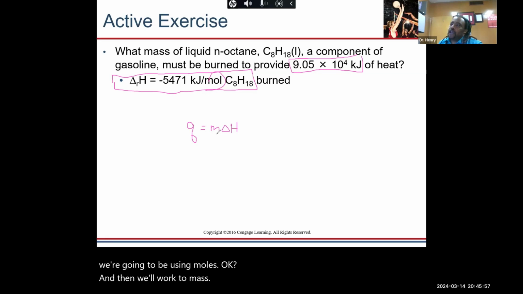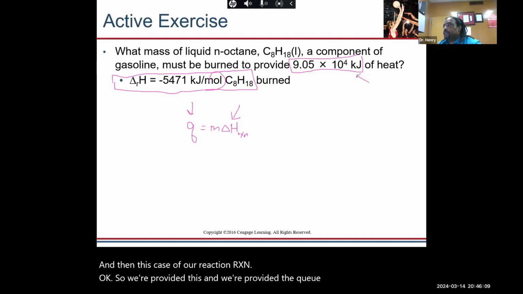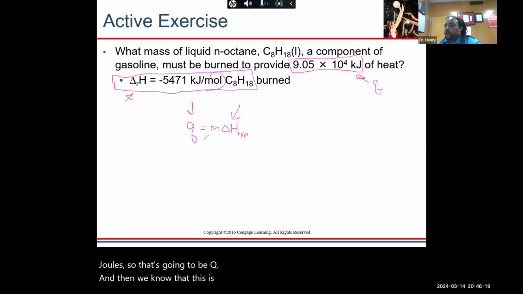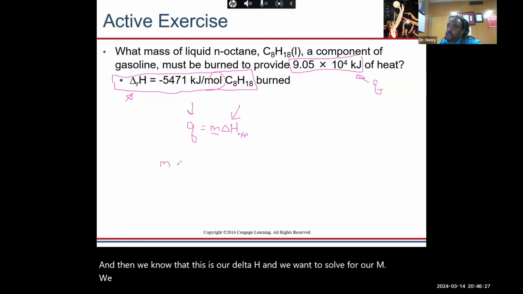So we have M delta H, and in this case, of our reaction. We're provided this, and we're provided the Q. This here represents our Q, that's our heat, since we know that the units of heat are joules. And then this is our delta H, and we want to solve for our M. So we have M equals Q divided by delta H.